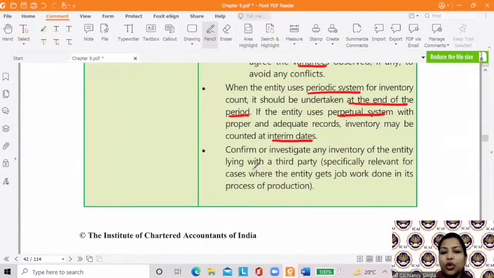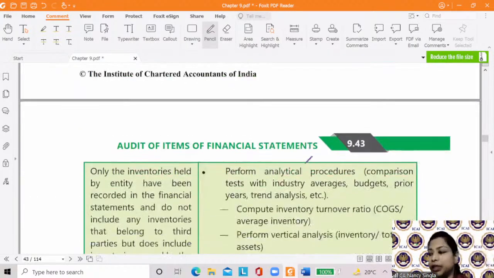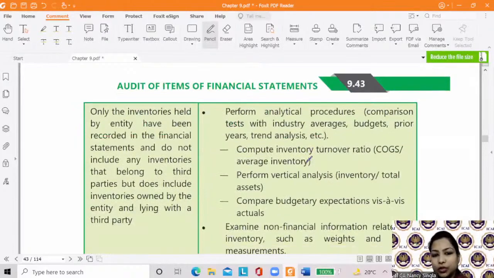ठीक है? कोई जॉब वर्क के लिए थर्ड पार्टी के साथ है तो उसको देख लो, या क्लाइंट का इन्वेंट्री इज लाइंग विद थर्ड पार्टी, दैट इज टू बी इंक्लूडेड. थर्ड पार्टी का इन्वेंट्री इज लाइंग विद यू फॉर जॉब वर्क, इट इज नॉट टू बी इंक्लूडेड.